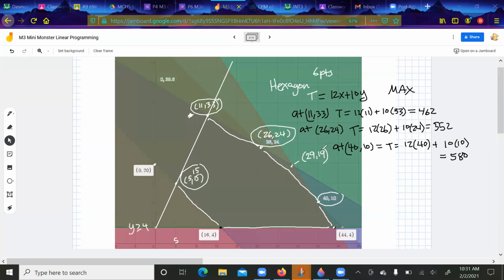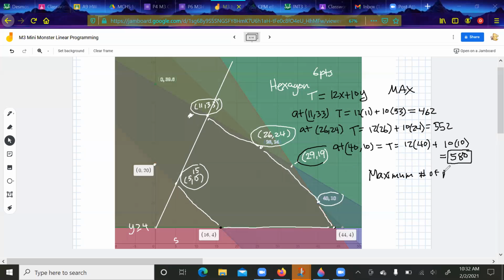And if I plug in the other ones, 29, 19, 44, 4, 16, 4, and 15, 5, they all should be lower than 580. This one ends up being the most. So this is my maximum. If I were to finish this problem, I would plug in all the other ones just to make sure, but for time's sake, I'm not going to plug those in. I know that this is the maximum because I did it ahead of time.